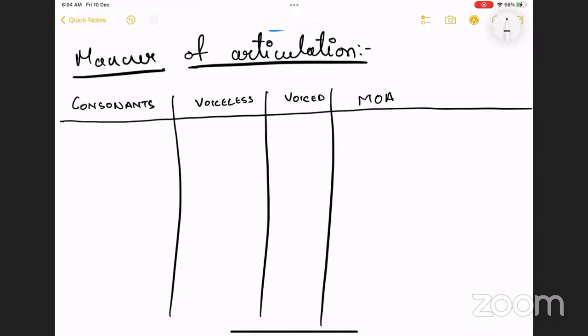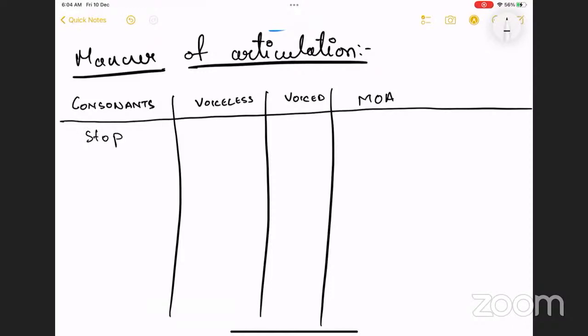Now there are 6 different types. Of course, there are many more types, but I'll only be discussing the 6 main ones, which are more anatomically relevant. We'll be doing more about them in phonology, if I'm not wrong. But as of now, we'll just deal with the basic ones. The first one is the stop consonants.